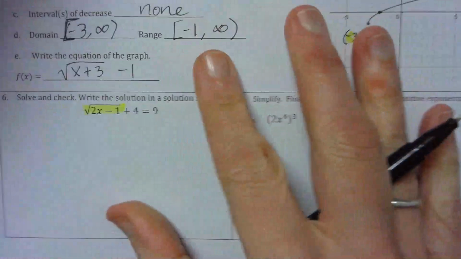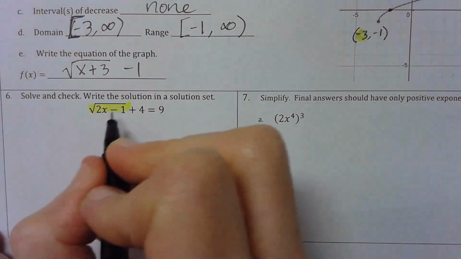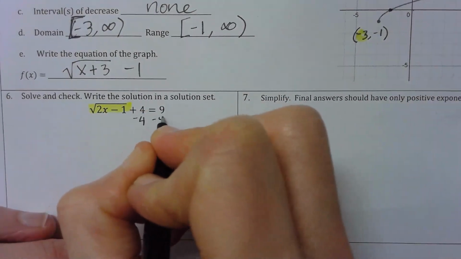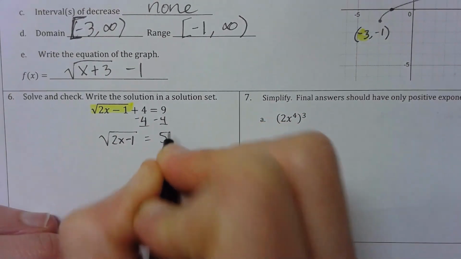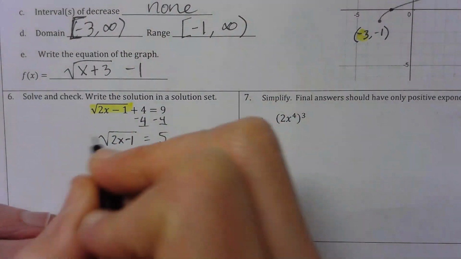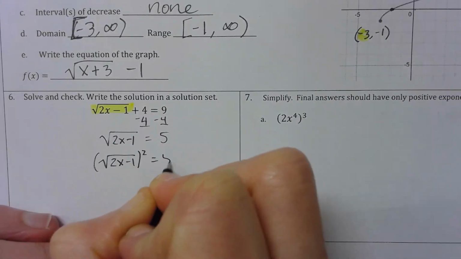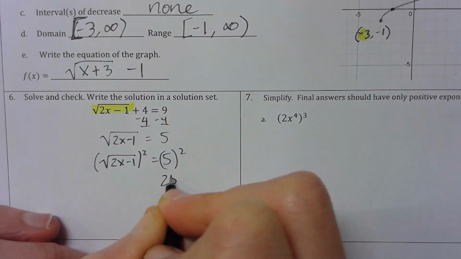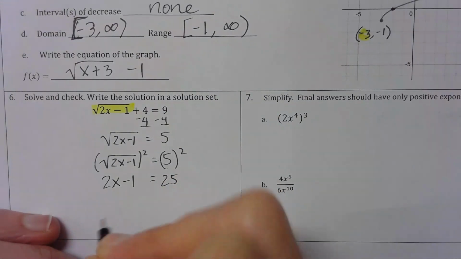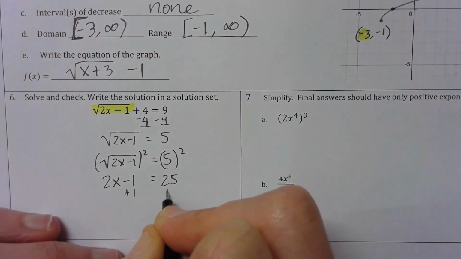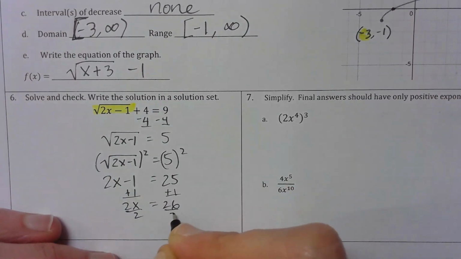Very similar to number 3, I have to start solving this by isolating the square root. So I need to start by subtracting 4 from both sides. I get the square root of 2x minus 1 equals 5. And to undo the square root, I have to square both sides. This side will be 25, and when you take a square root and you square it, you get the radicand, 2x minus 1. Now it's just a simple two-step equation. Add 1 to both sides. 2x is 26, divide by 2, x is 13.